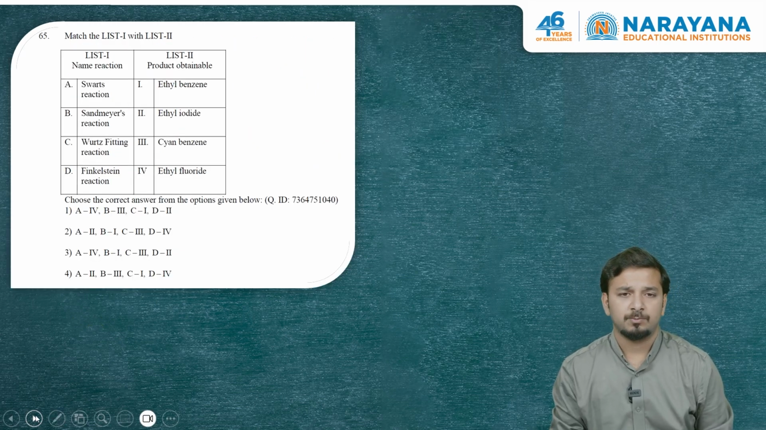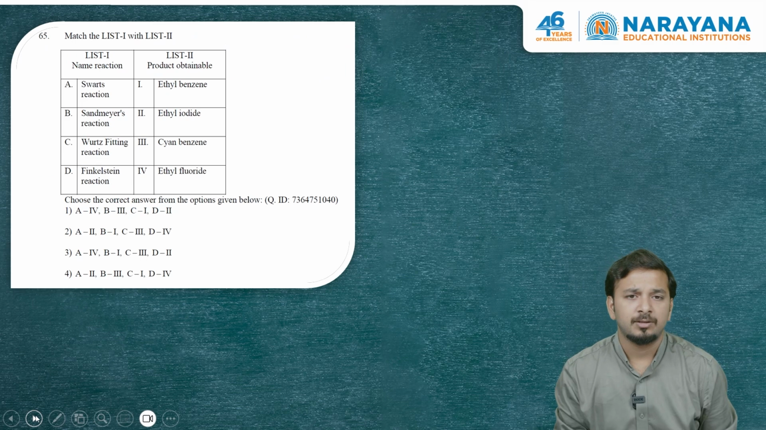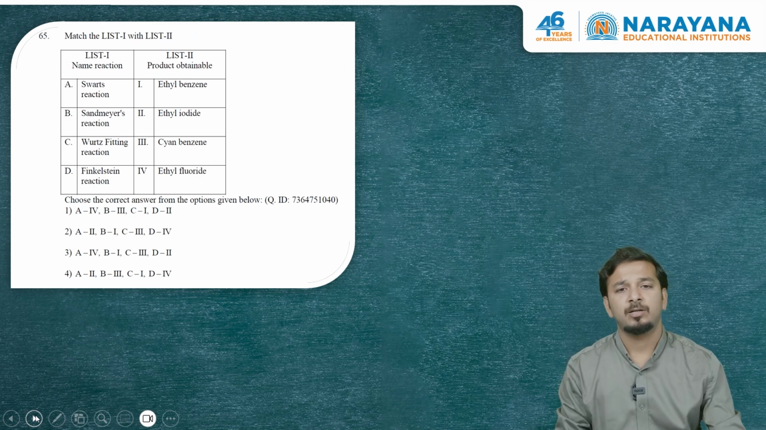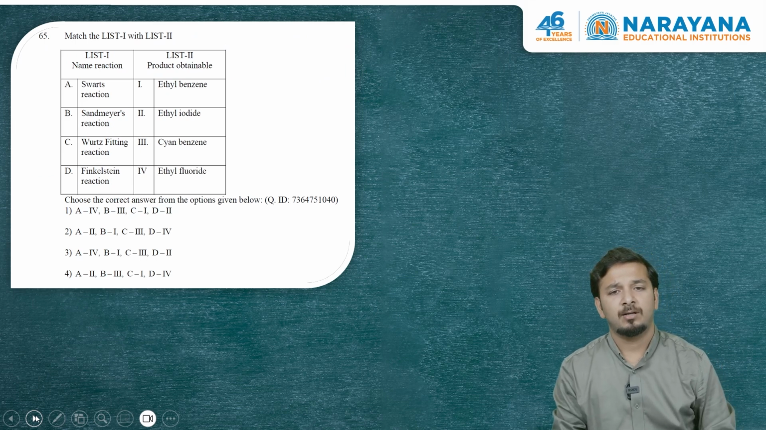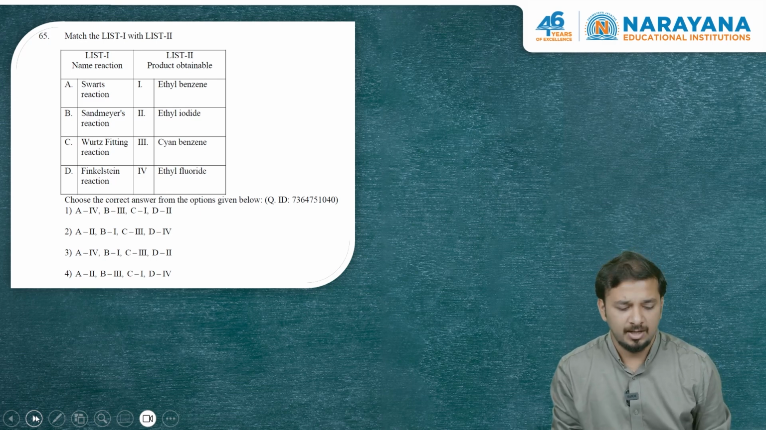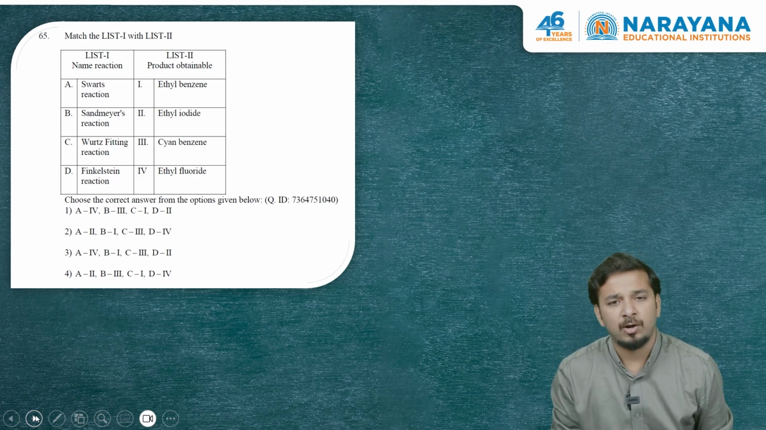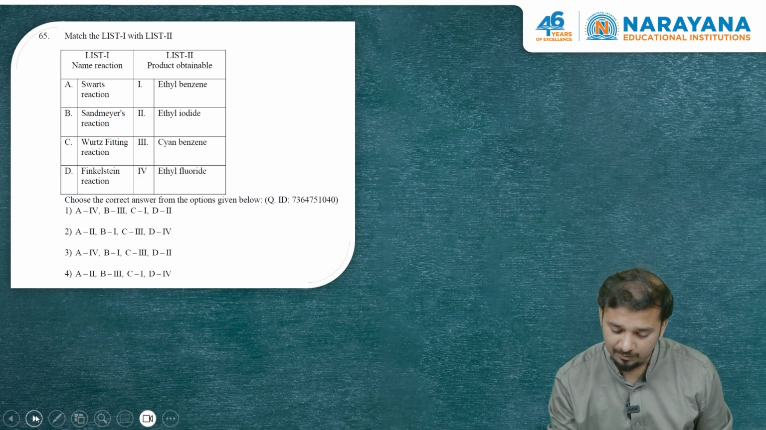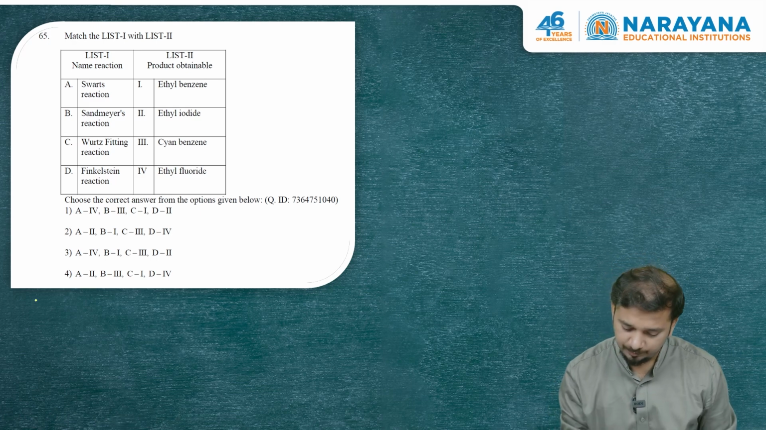Moving to next question. Question is match the list 1 with list 2 and they have given name reaction and product obtainable. So first one is Swarts reaction. In case of Swarts reaction, alkyl iodide is converted to alkyl fluoride. So I'll write over here.